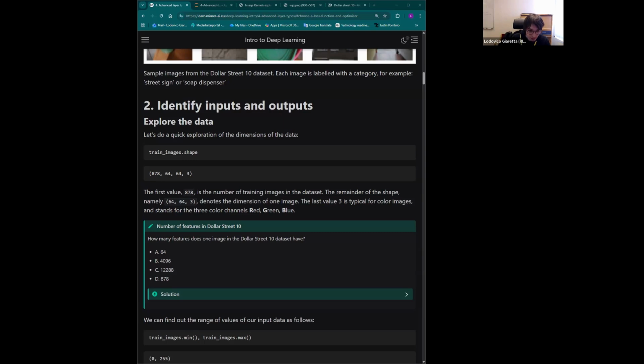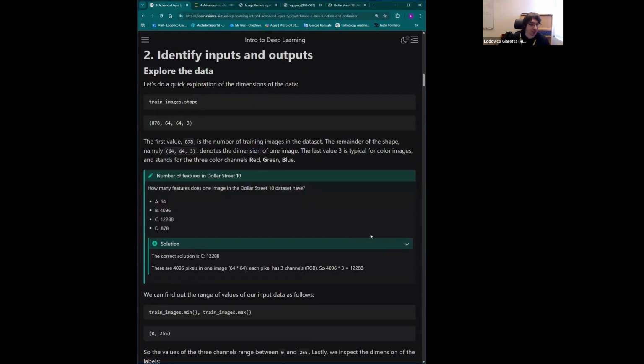Okay, people have been voting with pluses. And people seem to be overwhelmingly voting for option C, 12,288, which is the correct answer. Why? Because for every image, we have 64 times 64 times 3 different numerical values, because each color of each pixel is a numerical value in our image.